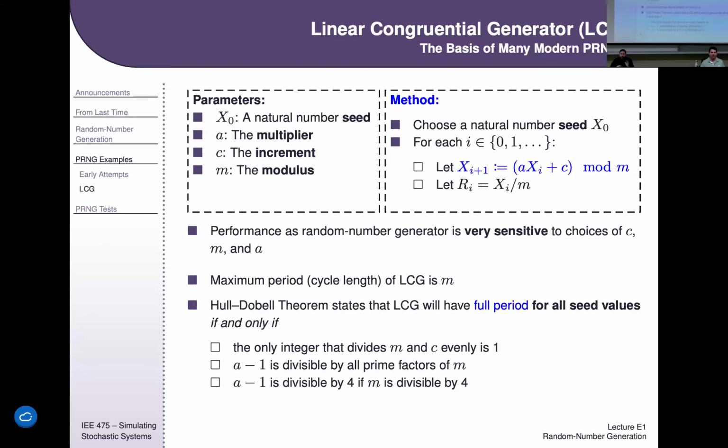That means that if your modulus is 10,000, you'll get 10,000 numbers before it recycles. Not unique numbers, but you'll get a unique pattern before it recycles. And so that's a nice feature. You can guarantee the full period. You don't have to speculate like you had to with other random number generators. Just set things up this way.